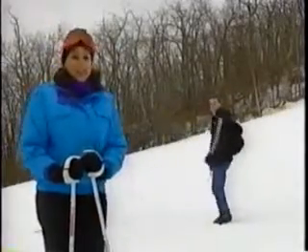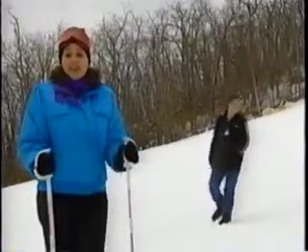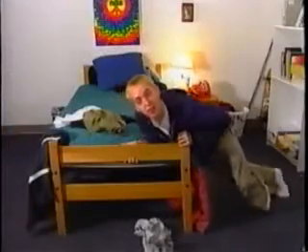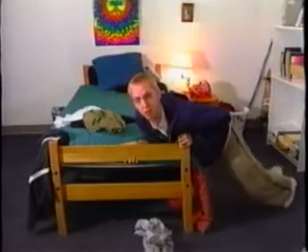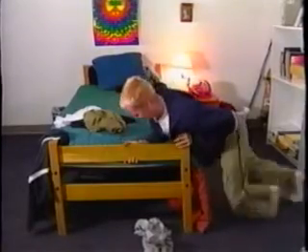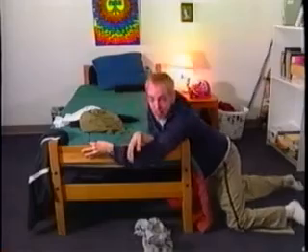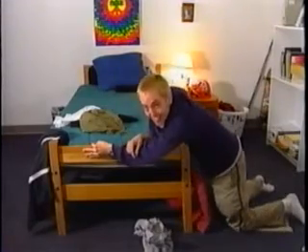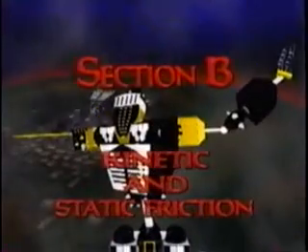For example, the lack of friction is what makes it so easy for skis to glide across the snow. But friction is also what makes it so hard to move furniture across the floor. So let's take a look at this friction thing a little closer. Section B, kinetic and static friction.